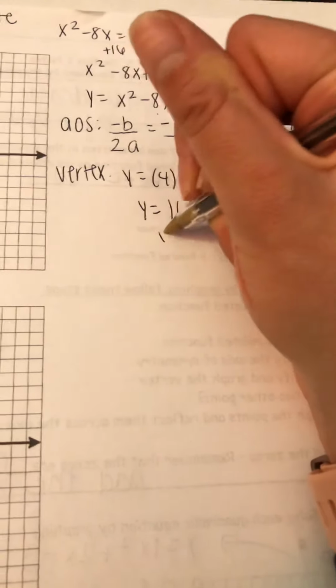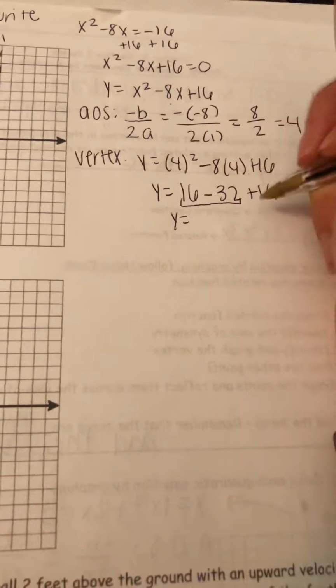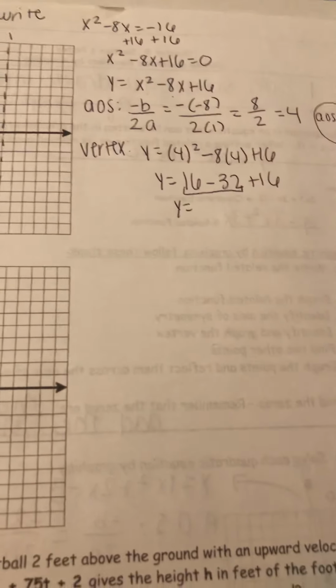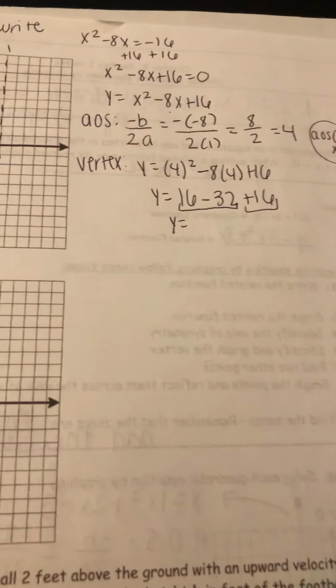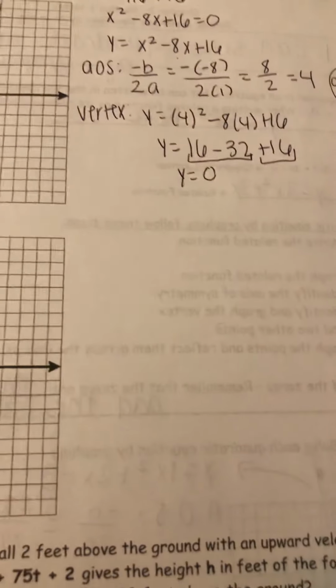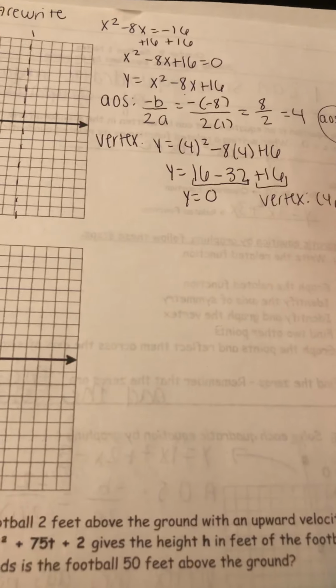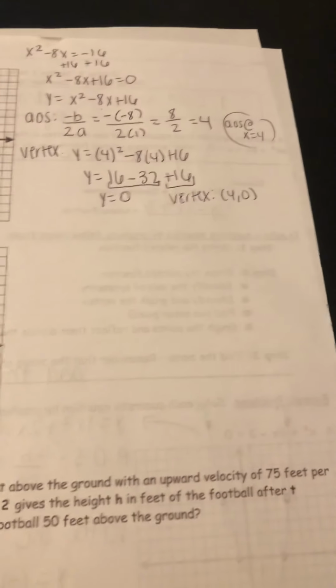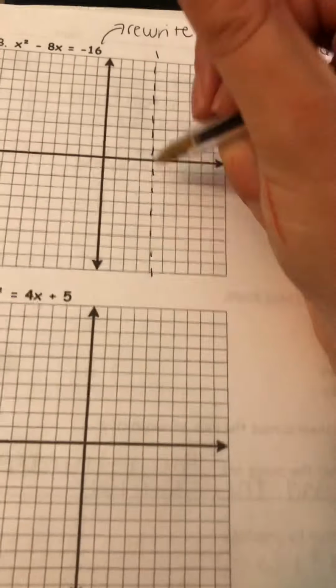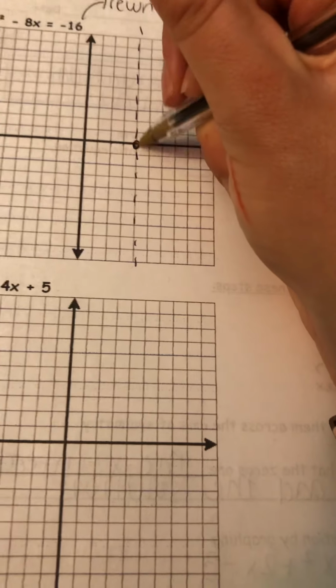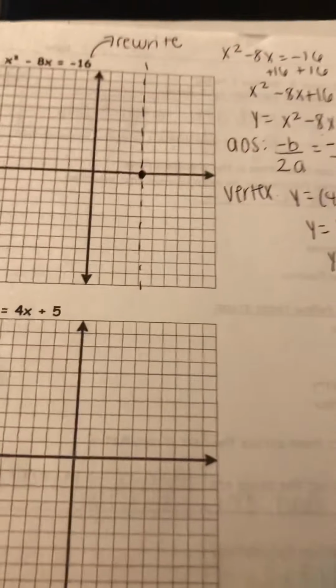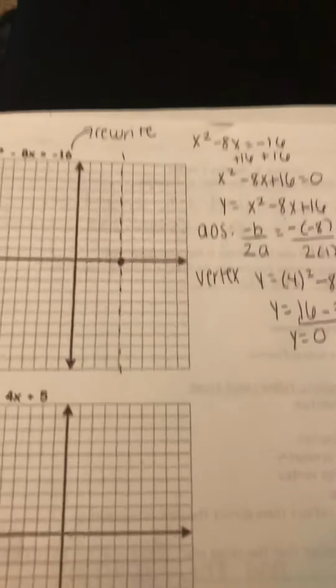In order of operations, 16 minus 32 is -16. -16 plus 16 is just 0. So my vertex is at 4, 0. So I can go ahead and plot that now. And that's going to be right in line with the axis of symmetry. Remember, the axis of symmetry always goes through the vertex.